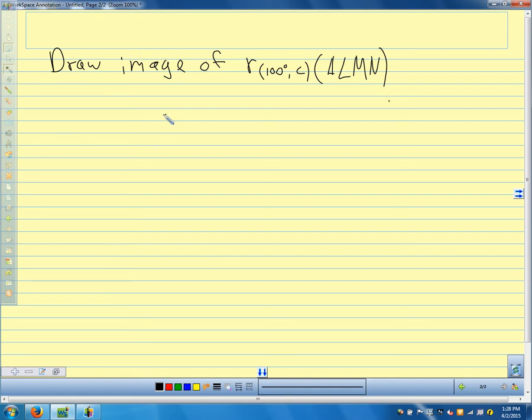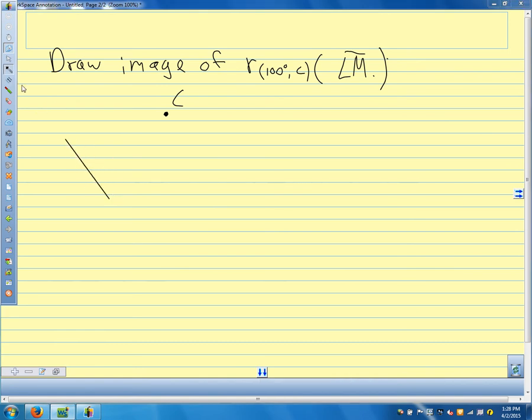So here's point C. And instead of triangle LMN, why don't we make it a little easier and we'll do segment LM. So we'll just rotate a segment instead of the entire triangle. There's point C. And here is segment LM. And we want to rotate that 100 degrees about point C.